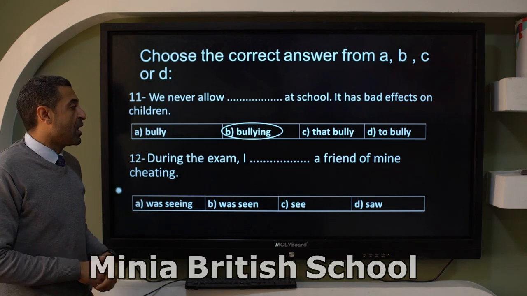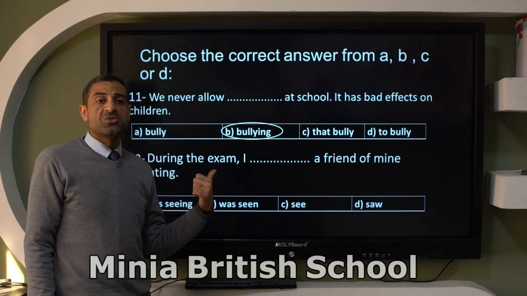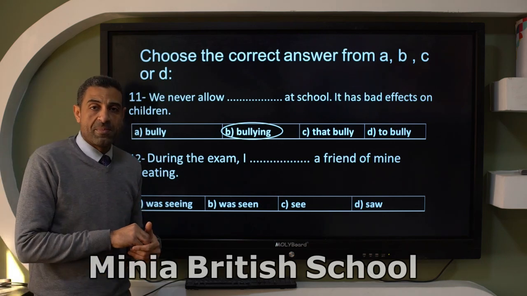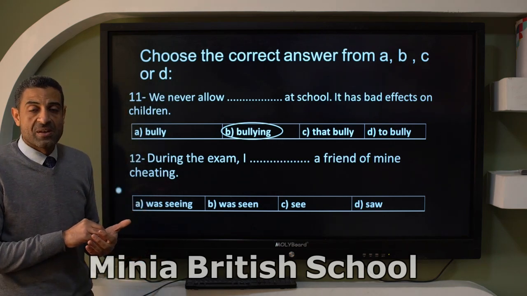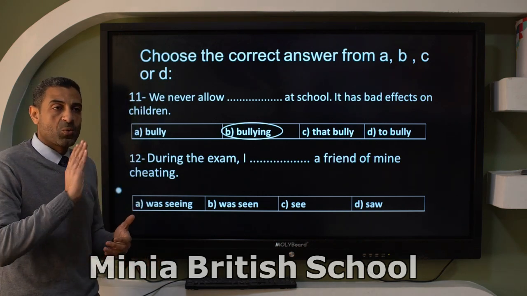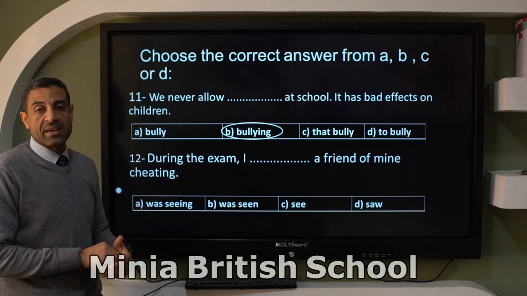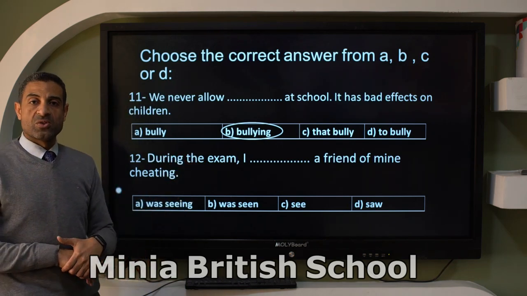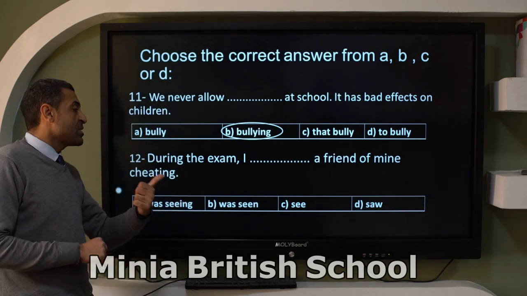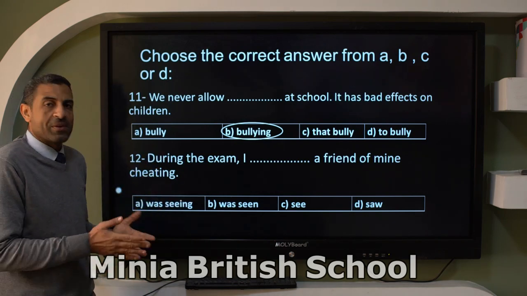During the exam, I saw a friend of mine cheated. So "during" is a conjunction that can join two parts of the sentence or two sentences. One of them has an action in progress, and the other one has an action which interrupted this action. Here, during the exam, as you can see, the word "during" is already followed by a noun. During the exam. Okay, so this part is fine. So what happened during the exam?